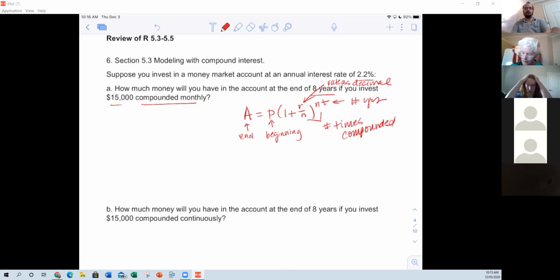All right, so let's go through and identify everything. The annual interest rate is 2.2%. So that means my r is going to be 0.022 because I have to change that percent to a decimal. Then it says 8 years. So my t is 8.